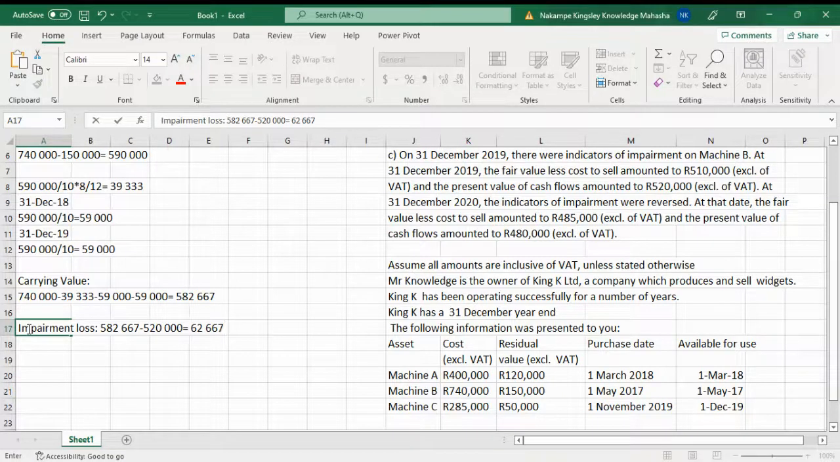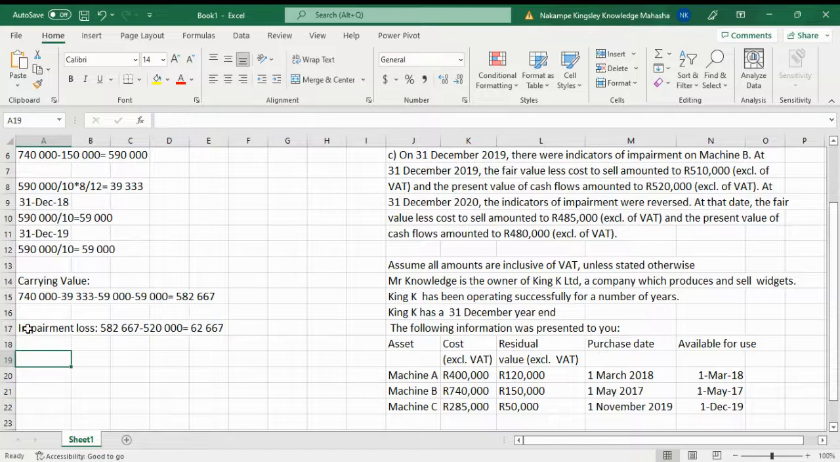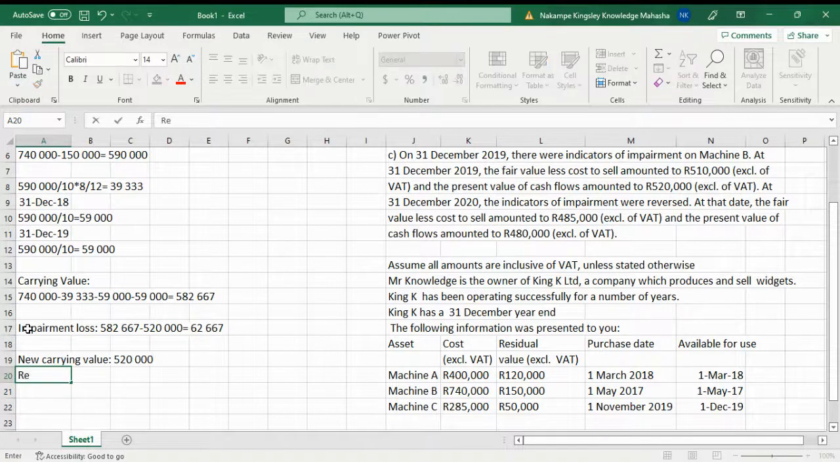They said in the following year, those indicators of impairment were to be reversed, right? So meaning that we have the new carrying value. What is our new carrying value? Our new carrying value would be 520,000. Remember, after we do impairment, we need to determine the remaining period of the item of PPE, of an asset, right? The remaining period. So remember that they said that the machine has a useful life of 10 years.